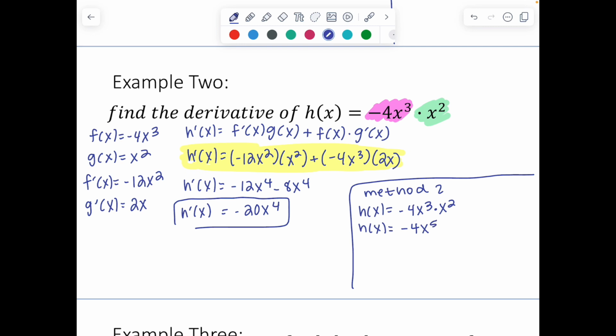And so now that I've multiplied, my product is gone, and so I don't need to use the product rule anymore. And now I can take the derivative, and I get negative 20x to the 4th power, which is what I got over here. So I basically just checked my work. And so if you ever want to, you could do both methods to make sure your answer is correct.